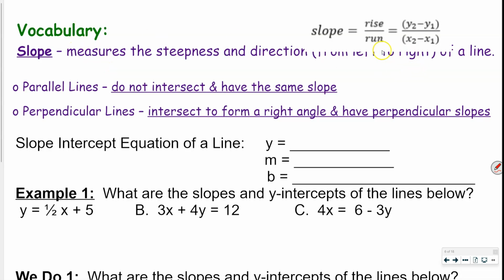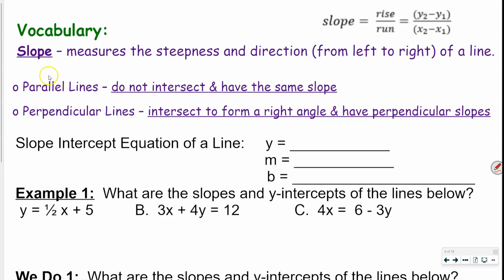So our vocabulary is the first thing we're going to start with here. Slope is the measure of the steepness and direction from left to right of a line. Parallel lines do not intersect and have the same slope. Perpendicular lines intersect to form a right angle and have perpendicular slopes. We're going to talk about what all that means in just a second by going a little bit deeper, but right now we're just going to talk about lines, okay?